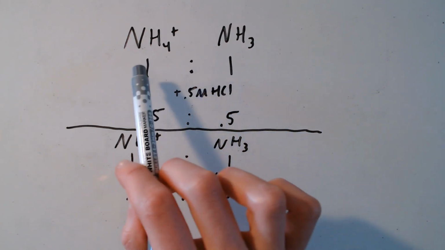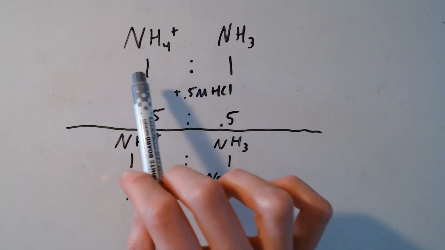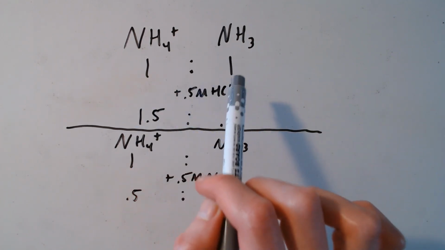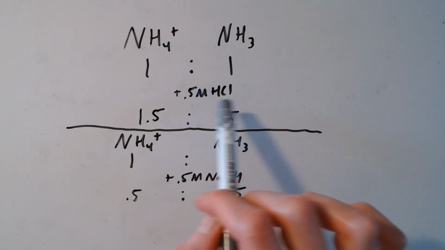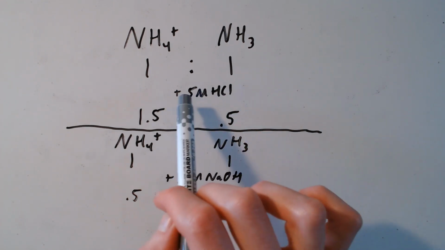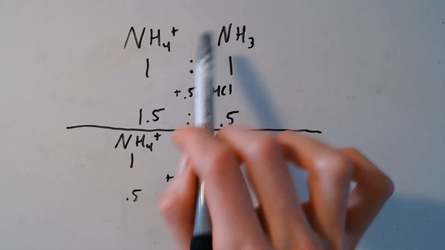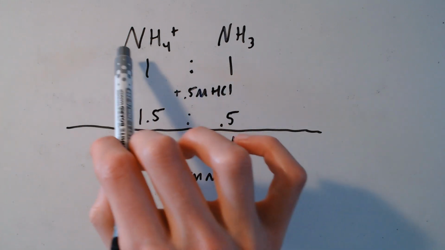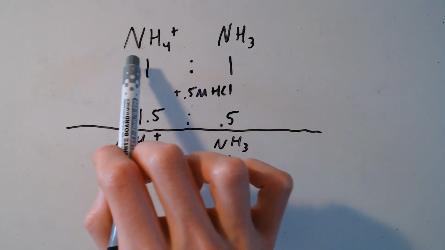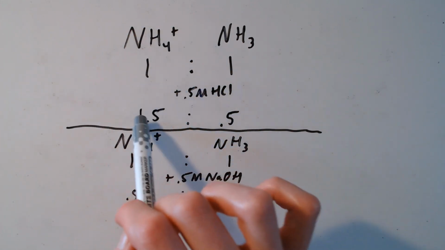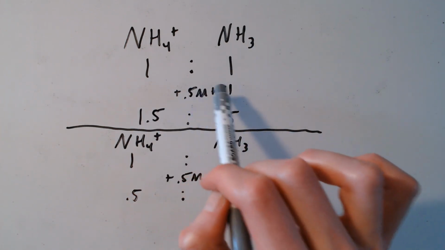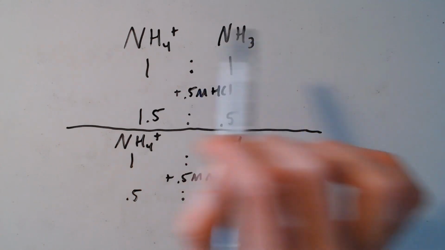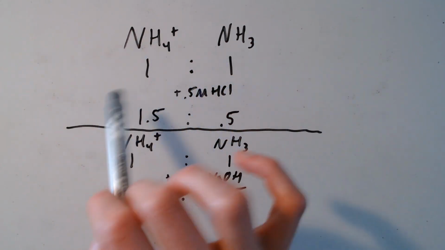Well, this is because both sides are then equally equipped to deal with additions of either a strong acid or a strong base. Let's say we added 0.5 molar of HCl, a strong acid. Then the concentration of this weak base will decrease from 1 to 0.5, and the concentration of this weak acid will increase from 1 to 1.5, because 0.5 molar of H+ from this HCl went to this NH3, got absorbed by it, and that produced the NH4+.